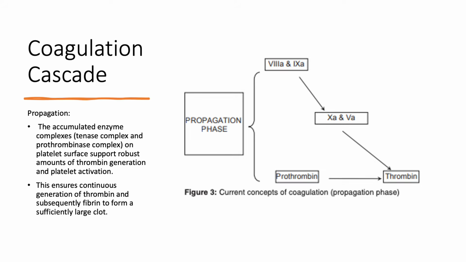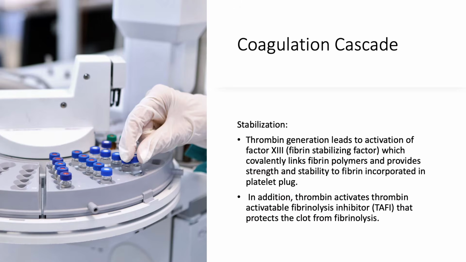The accumulated enzymes continue with the coagulation cascade and propagate, and these enzymes on the platelet surface support a robust amount of thrombin generation and platelet activation. To ensure continuous generation of thrombin and subsequent fibrin to form a sufficiently large clot, the process continues in the same way to increase the clot.